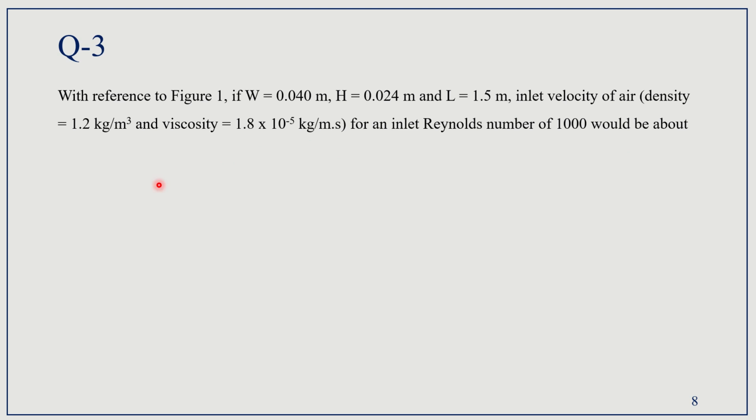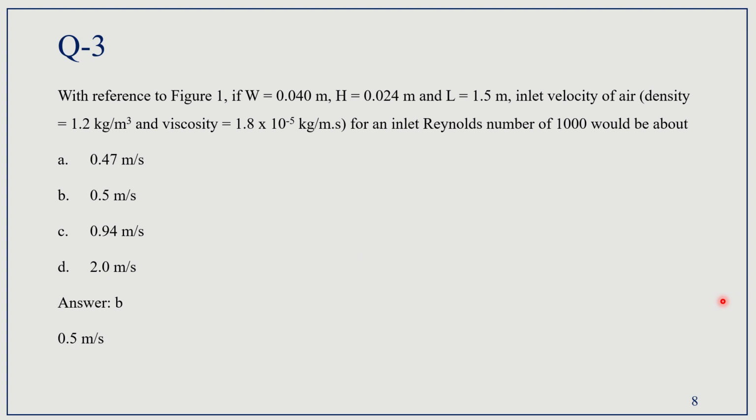Okay, let us first see the options given. Option A is 0.47 meter per second. Option B is 0.5 meter per second. Option C is 0.94 meter per second. Option D is 2 meter per second. So how are we going to solve? The answer to this is option B, 0.5 meter per second is the right answer.